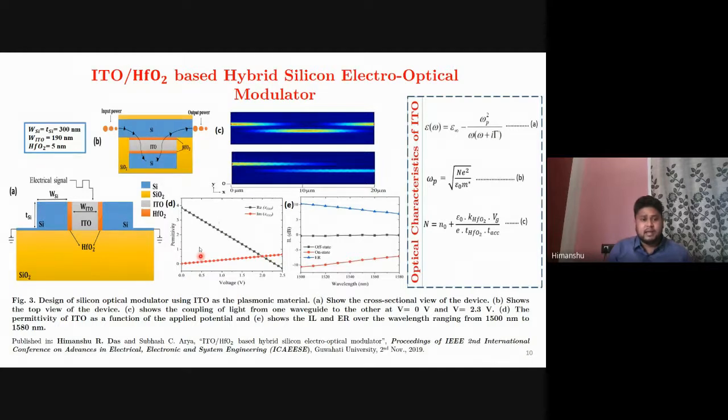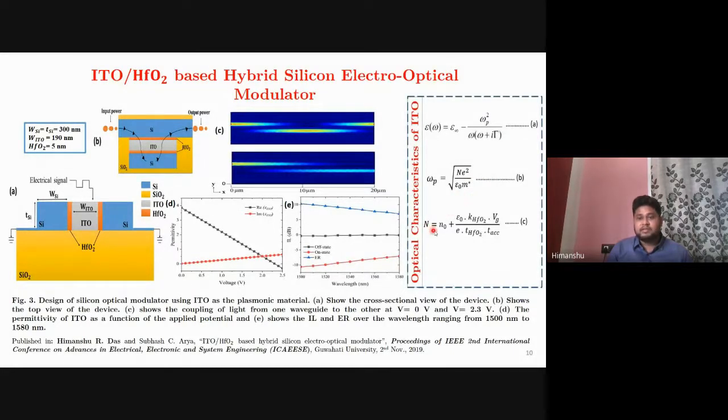And this characteristic of ITO can be governed by equations A, B, and C. So here we can see that in equation A, the permittivity is equal to epsilon infinity minus omega p squared by omega into omega plus i tau, where omega p is the plasma frequency and tau is the electron scattering rate, which is equal to 1.84 into 10 to the power 14 radian per second. And this plasma frequency can be calculated from equation B, which is equal to the square root of n e squared by epsilon naught m star, where m star is the effective mass of an electron, n is the carrier concentration, e is the charge of an electron, and epsilon naught is the permittivity of free space.